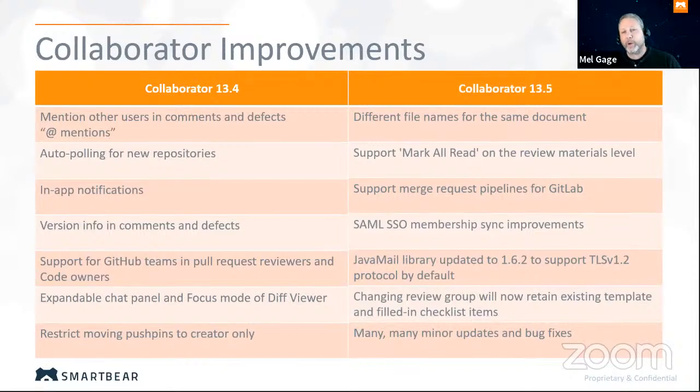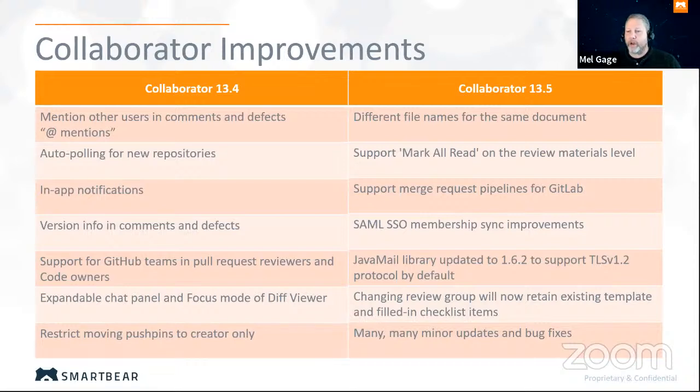If you're doing document review and you're uploading files manually, as we're going to see today, you can actually now use different file names for the same document. You simply select a button next to your document in your review materials, and then select that new version of the file with the different name, and it will update Collaborator to use that file and diff it against the previous version that had been uploaded.